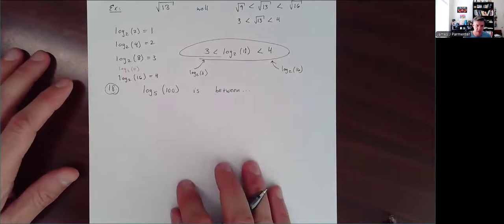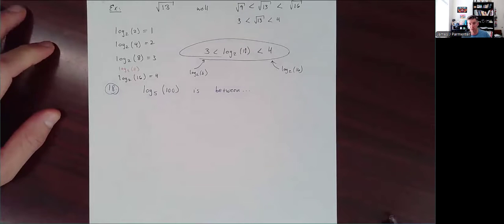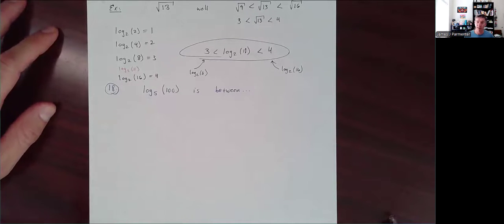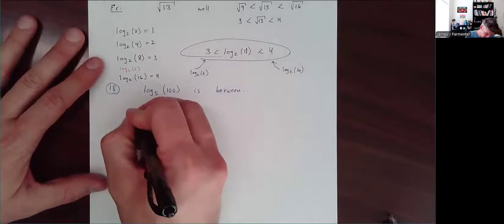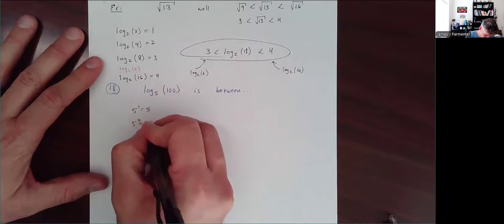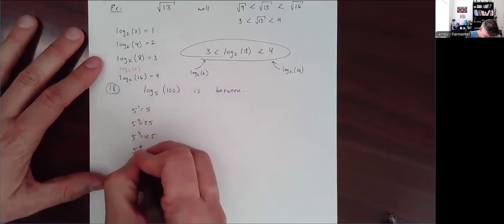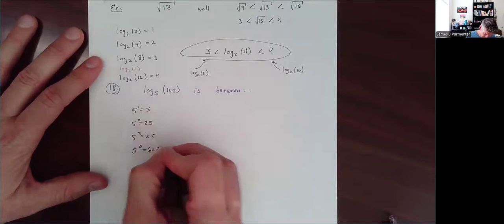Same idea for this last one here. Log base 5 of 100. Well, let's write down some more convenient numbers. So I want to think about powers of 5. So 5 to the first is 5. 5 squared is 25. 5 cubed is 125. And just for fun, even though we don't need it, 5 to the fourth is 625.